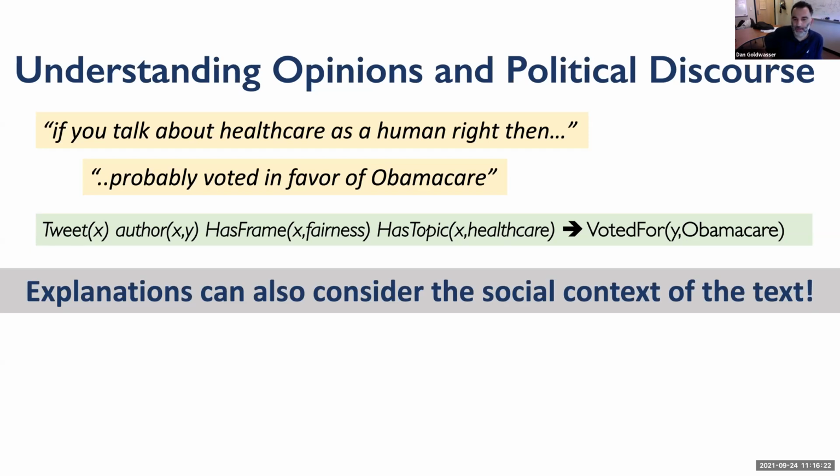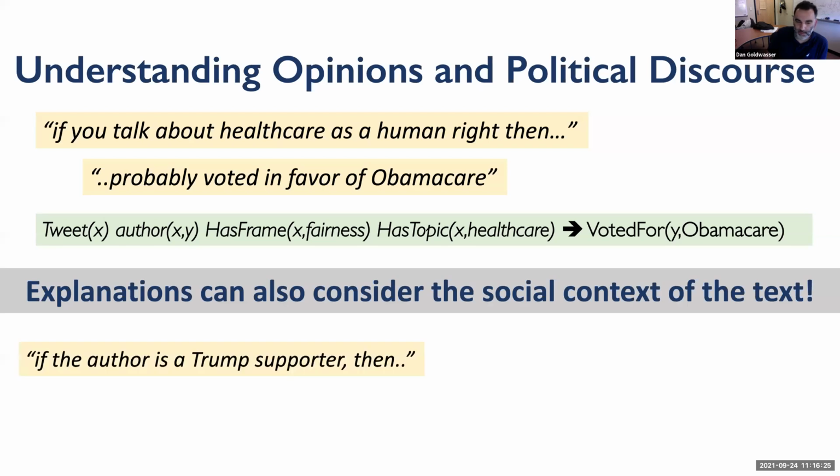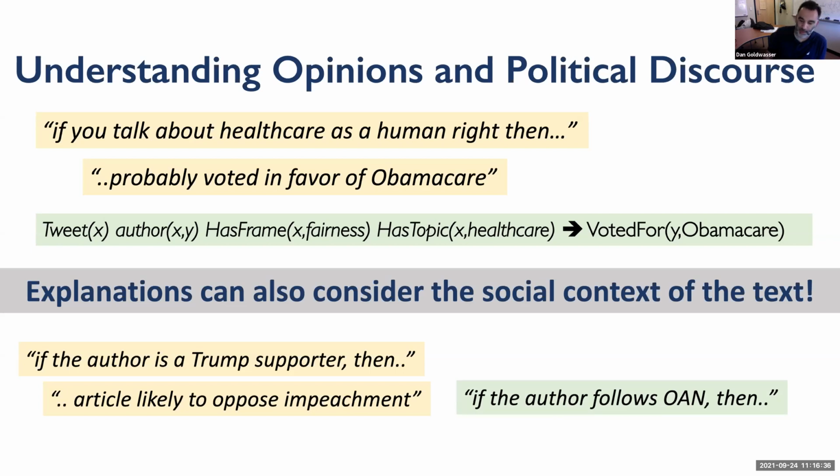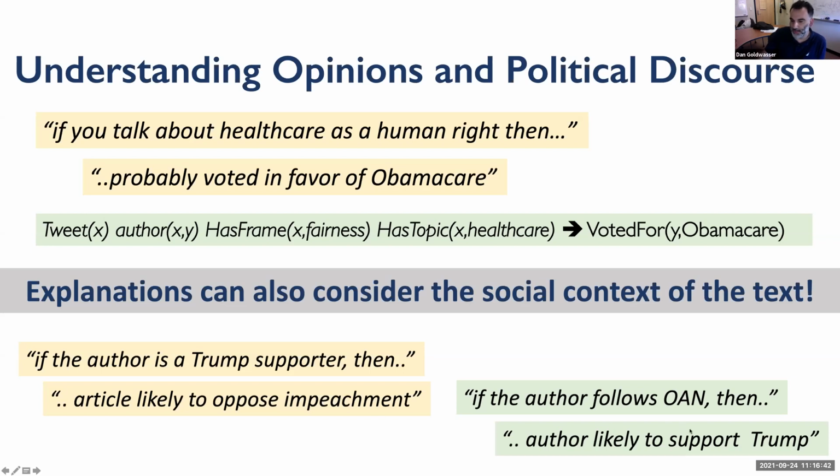These explanations can also pertain to the social context in which the tweet appears. For example, if the author is a Trump supporter, then the article that they author is more likely to oppose impeachment. And if the author follows the One America network, then the author is more likely to support Trump. So the part on the right provides me with some information that I can derive from their social interactions on social media. And based on that, I can get supervision for a stance prediction problem over the text. Right? And we can show that this can actually be leveraged quite effectively.